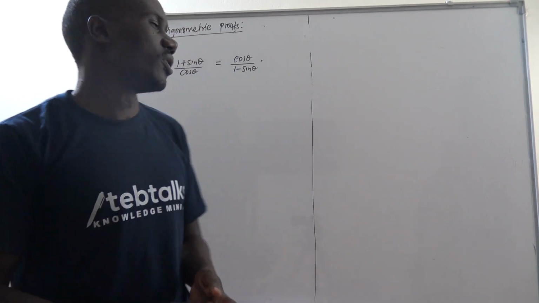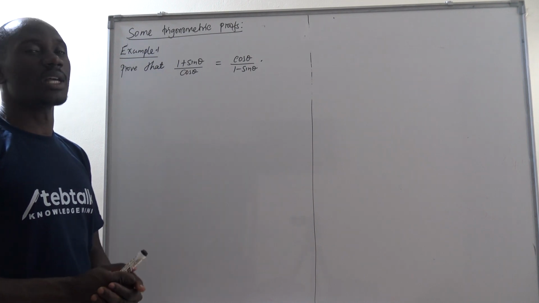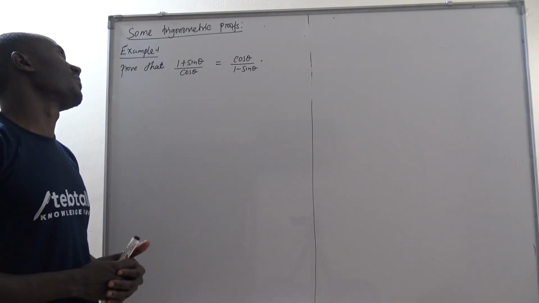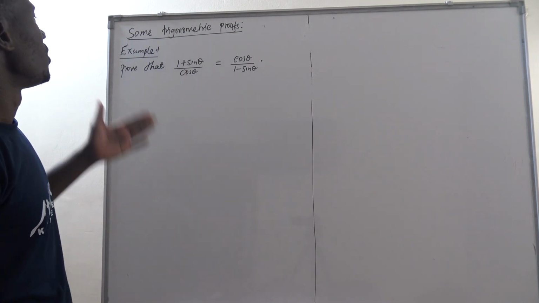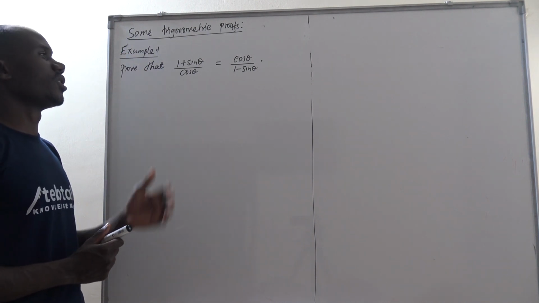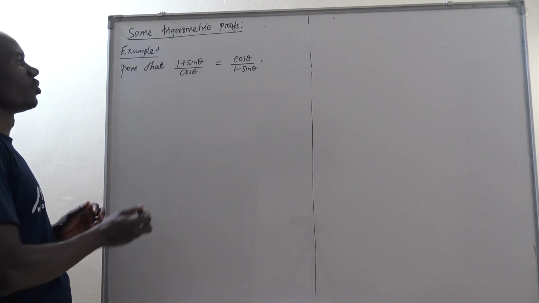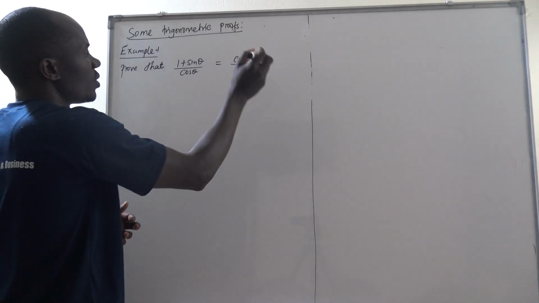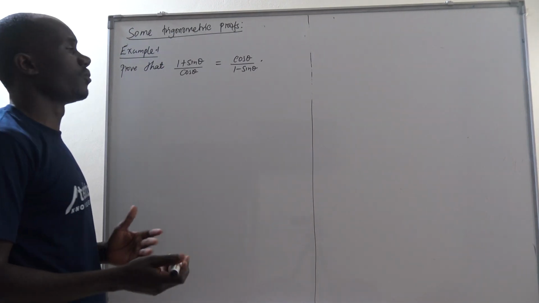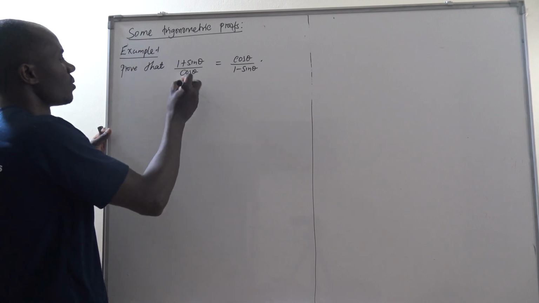So the question goes, we are now moving to the step of proving some trigonometric identities. Example 1: prove that (1 + sin theta) over cos theta equals cos theta over (1 - sin theta). So I want to prove that the whole of this one equals that. And when the question says prove, you can start from the left-hand side or the right-hand side. Let's look at the solution.